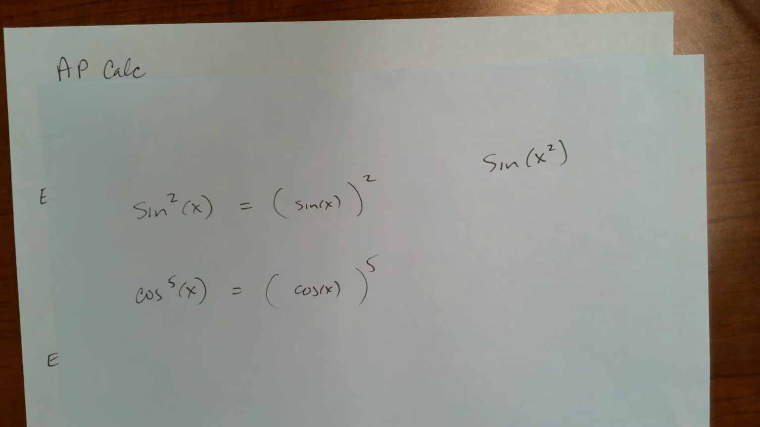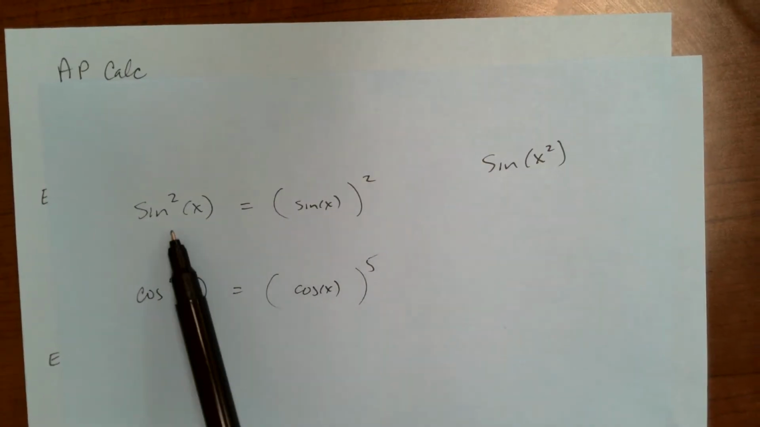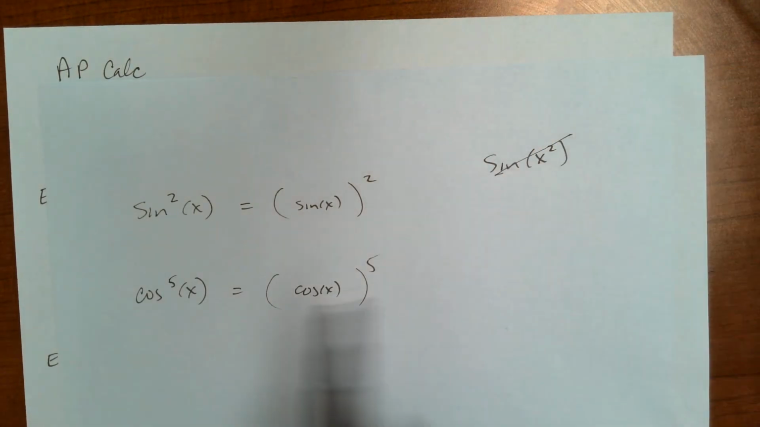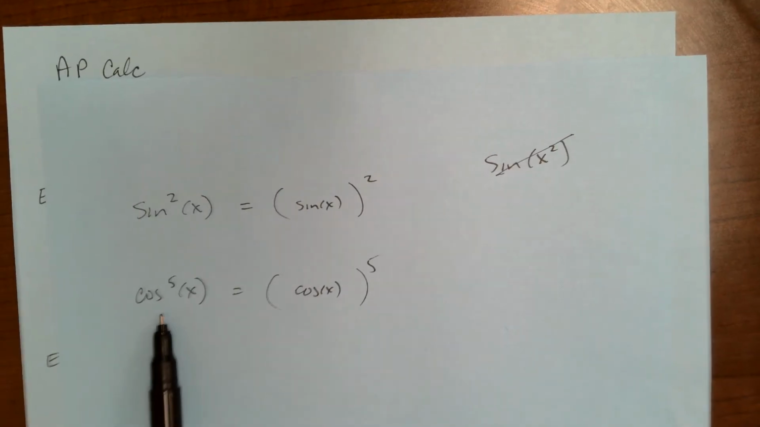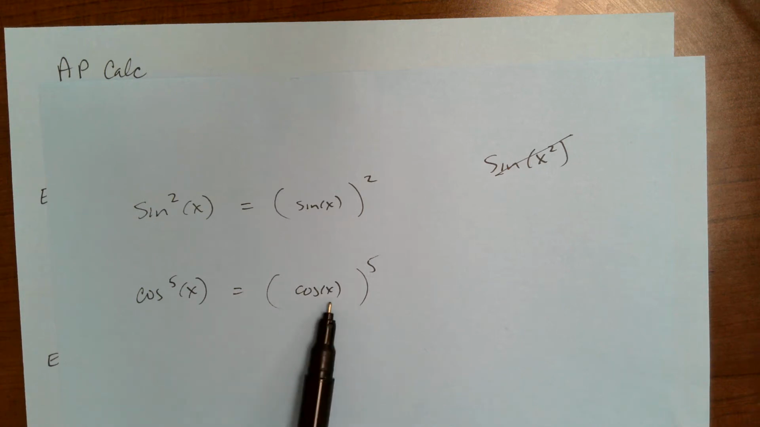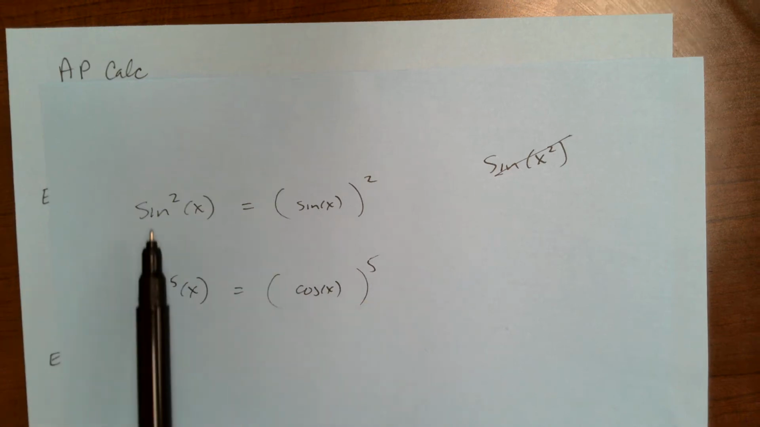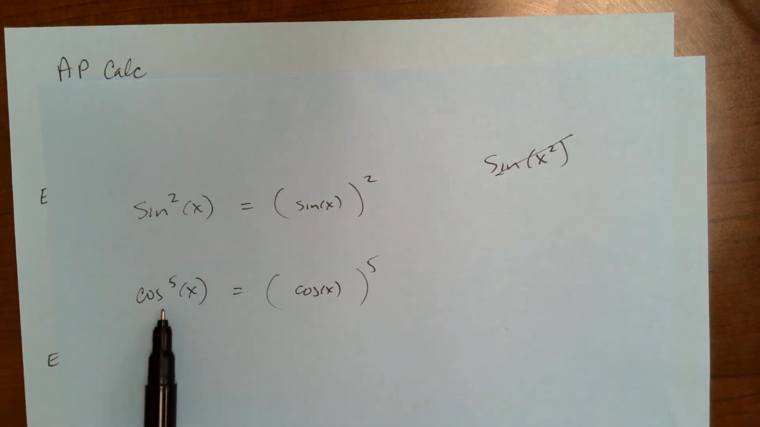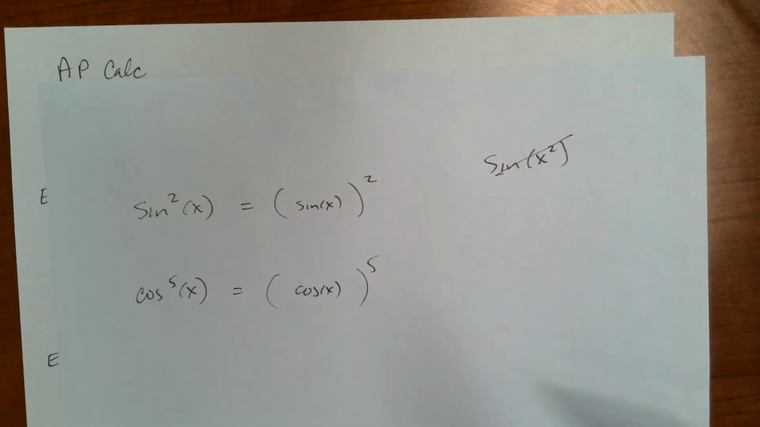This is not the same as this. I think they just write the 2 there so we don't confuse it. But anyway, what this means is this: cosine to the 5th of x means cosine of x, the whole thing to the 5th. So there are just 2 examples. Whenever we have a cosine or sine function squared, or any trig function raised to a power, we want to convert it to this form.